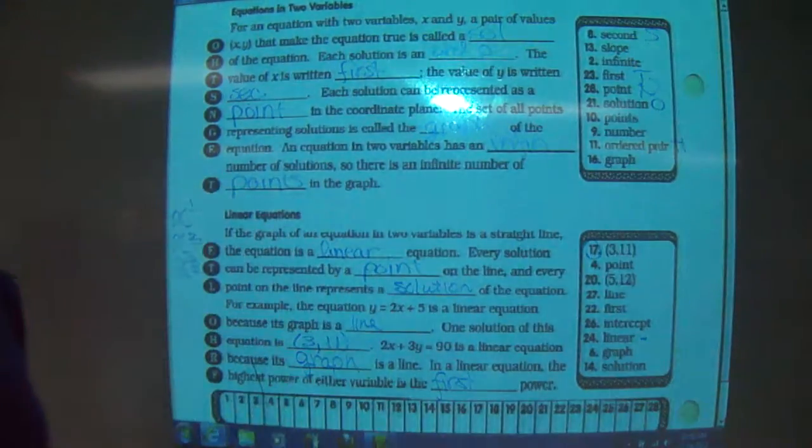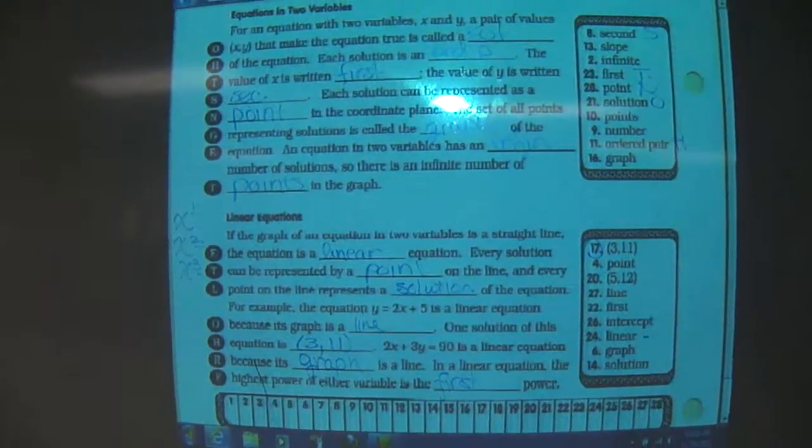Now all you have to do is put the right letters in the right numbers and then you'll have the answer. And don't forget, you need to do the one on top.